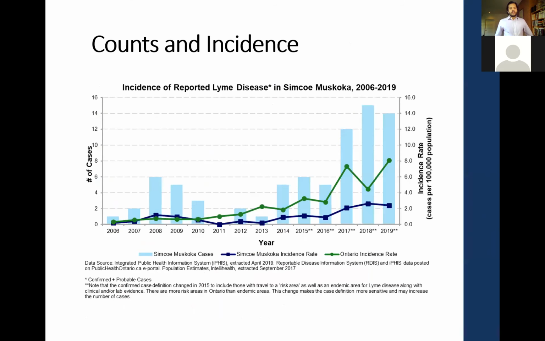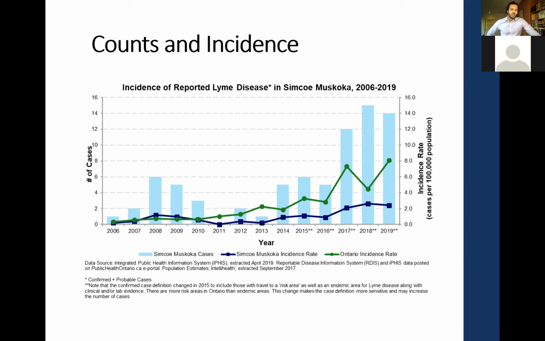Oops, sorry. What we have here is a graph that depicts the number of cases of Lyme disease and the incidence rate of Lyme disease provincially and in our region over the last 15 years. The green line indicates the provincial incidence rate of Lyme disease, and you can see that it has progressed from about 0 in 2006, 2007 to just over 8 cases per 100,000 population in 2019. The dark blue line represents the incidence rate in Simcoe Muskoka, and we see that it too has risen in the last 15 years, albeit not as dramatically as the provincial rate.